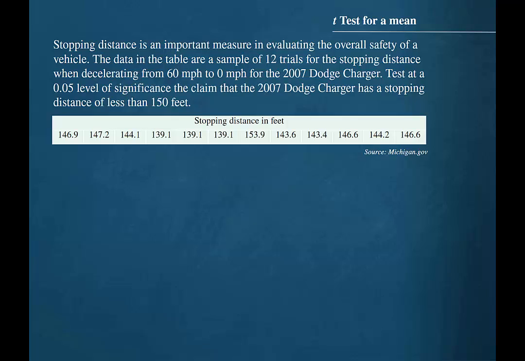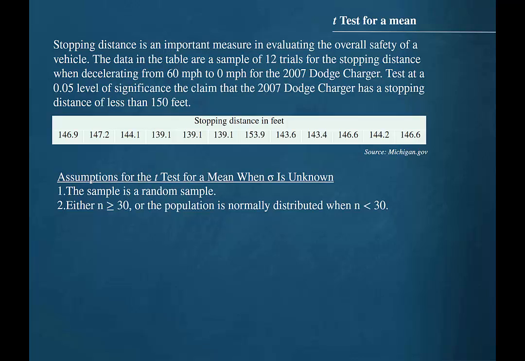Test at a 0.05 level of significance the claim that the 2007 Dodge Charger has a stopping distance of less than 150 feet. When we conduct a hypothesis test for a mean when the population standard deviation is unknown, there are some assumptions that must be verified. 1. The sample is a random sample, and 2. Either the sample size is greater than or equal to 30, or the population is normally distributed when the sample size is less than 30.